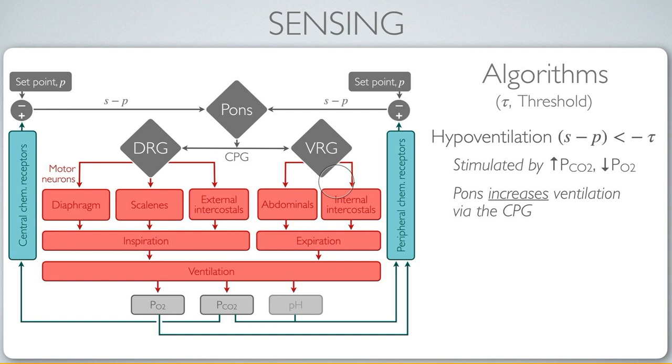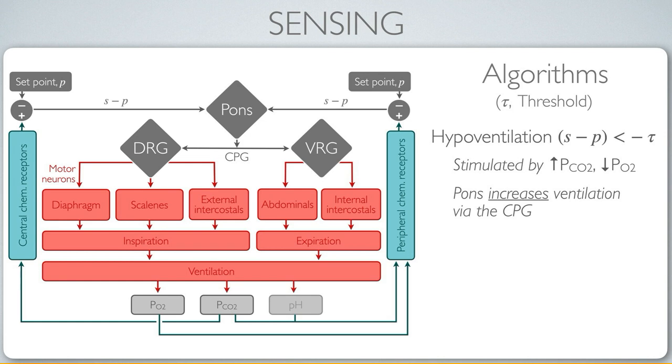I mapped out the path for oxygen through the periphery, but we have the same thing going on for carbon dioxide in the central chemoreceptors. There's a partial pressure for CO2 set point, the error in the current state of carbon dioxide compared to that set point, and then the pons makes a decision about increasing ventilation.